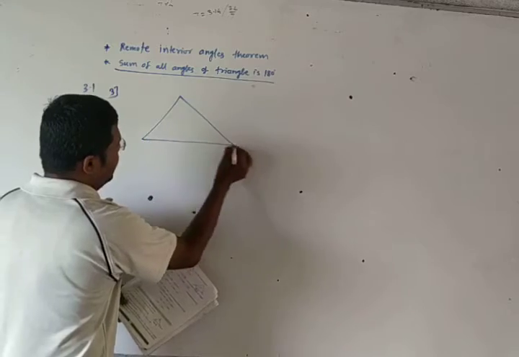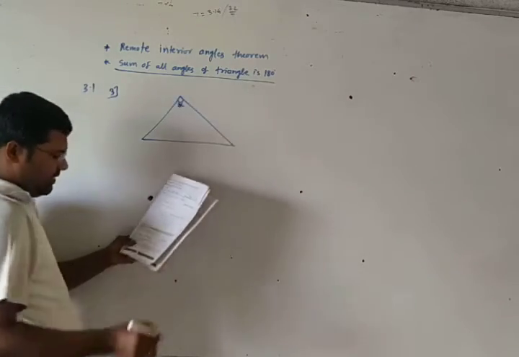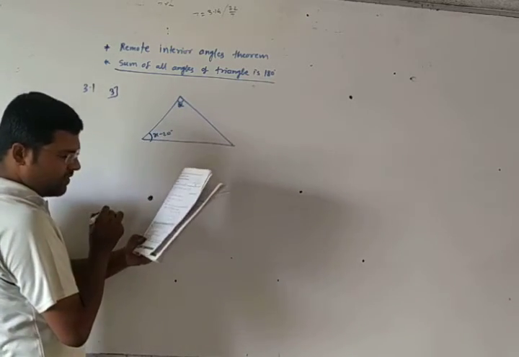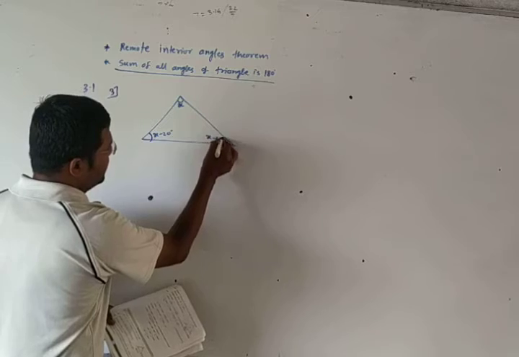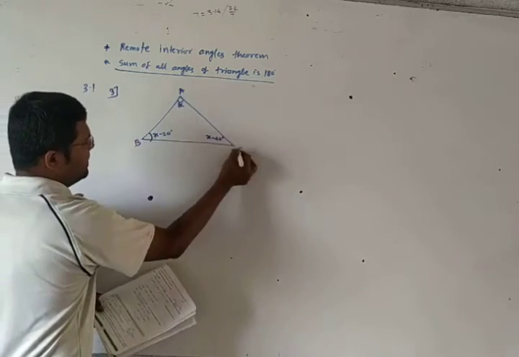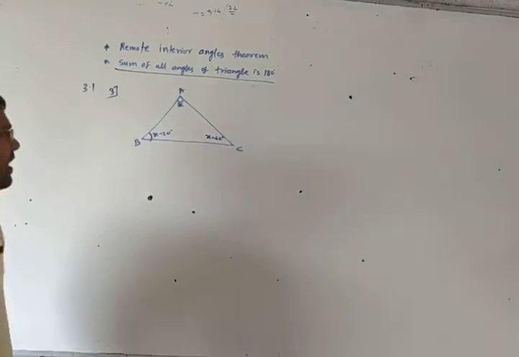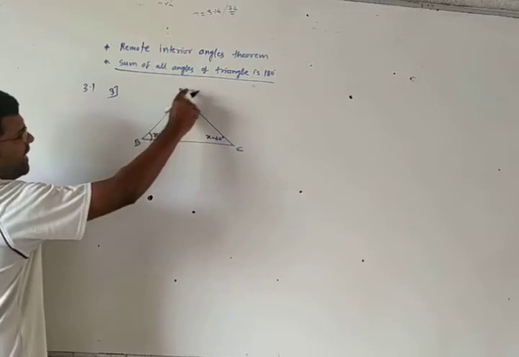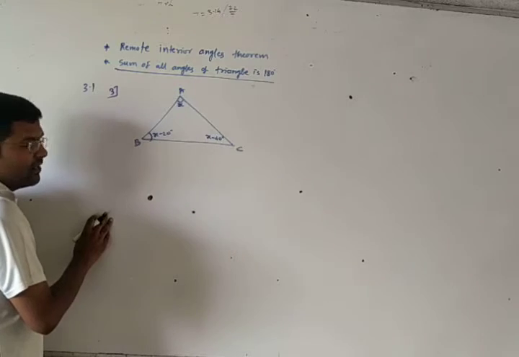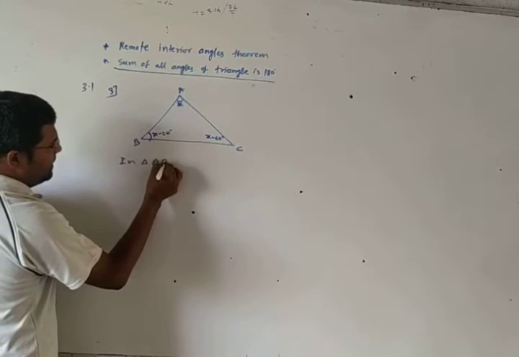Third question. First of all, I draw here a triangle. The first angle measure is x degree, the second one given is x minus 20 degree, and the third one is x minus 40 degree. I put here names A, B, C. In triangle ABC, find out the measure of all angles. The sum of all these angles is 180 degree.